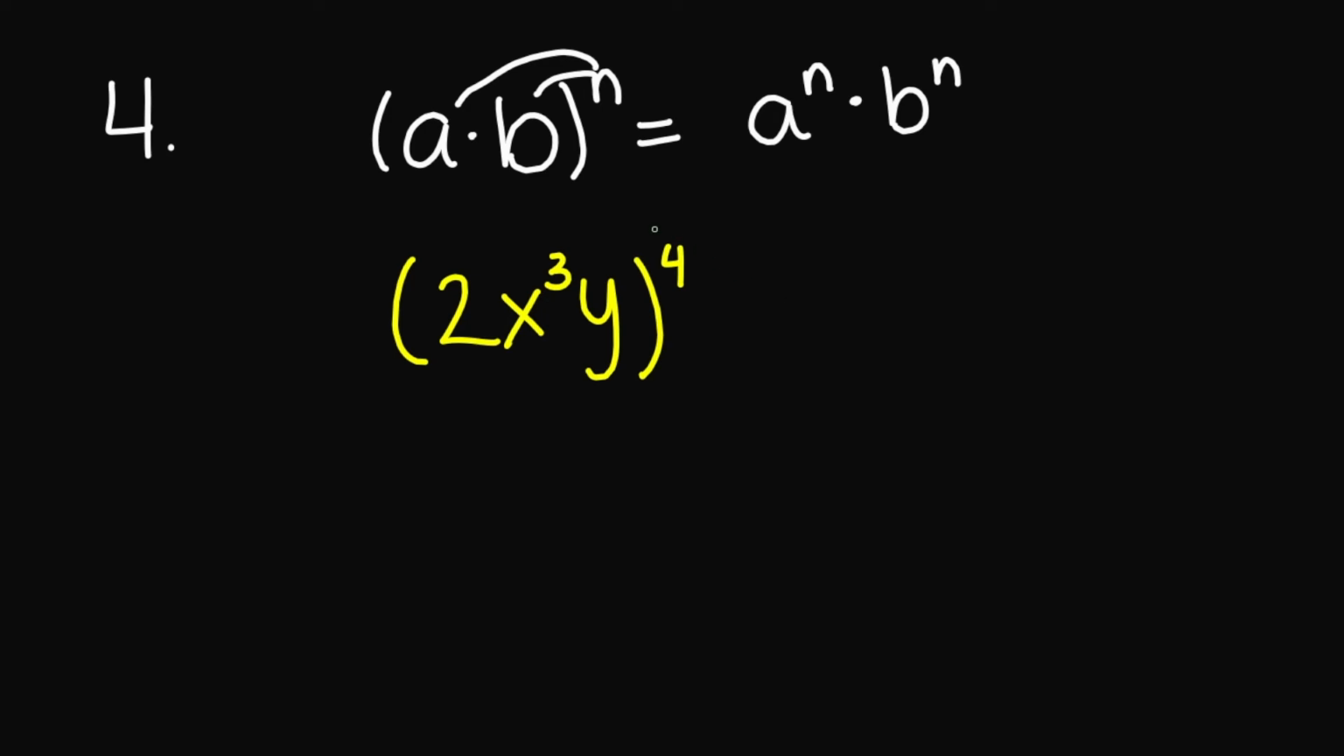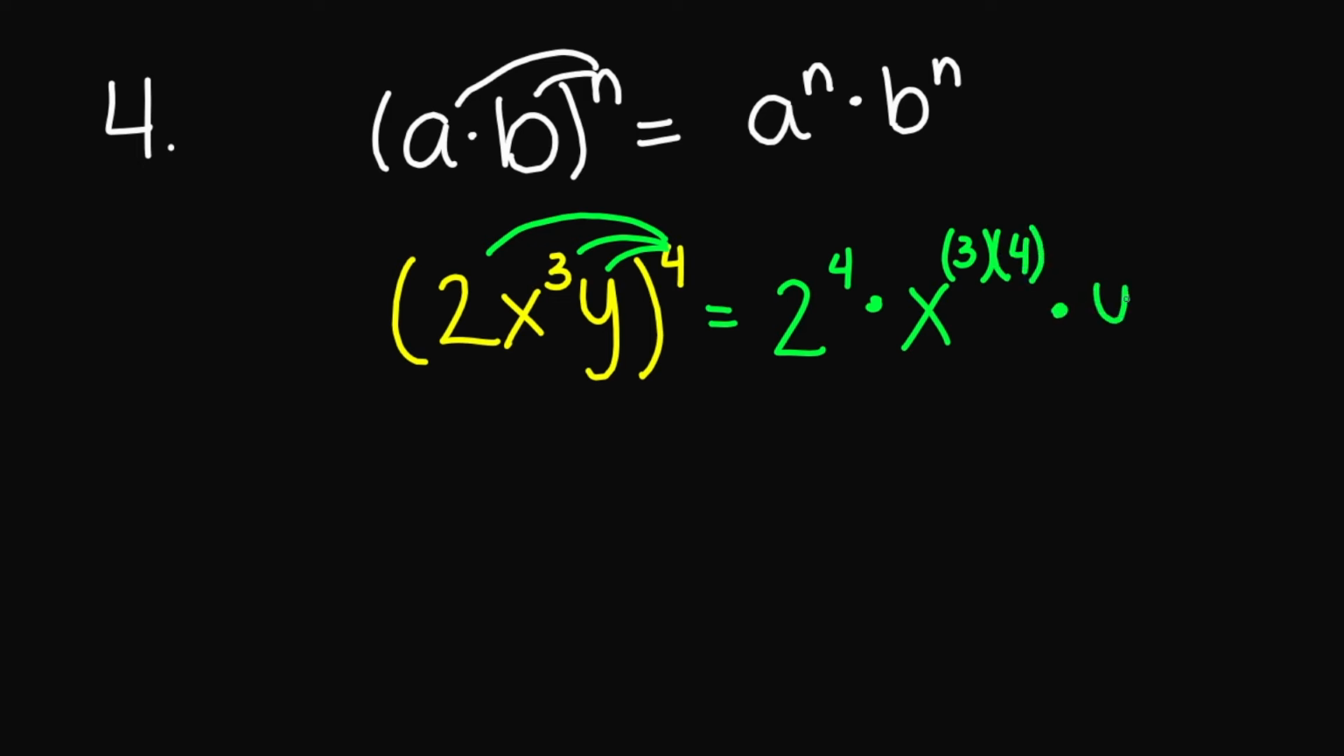All right, let's try this example here. So this 4 is going to the 2. It's going to be multiplied here, and it's going here, okay? So this is going to be 2 to the 4th power times x to the 3 times 4 times y to the 4th power. So let's simplify. 2 to the 4th power is going to give me 16 times x to the 12 times y to the 4th.